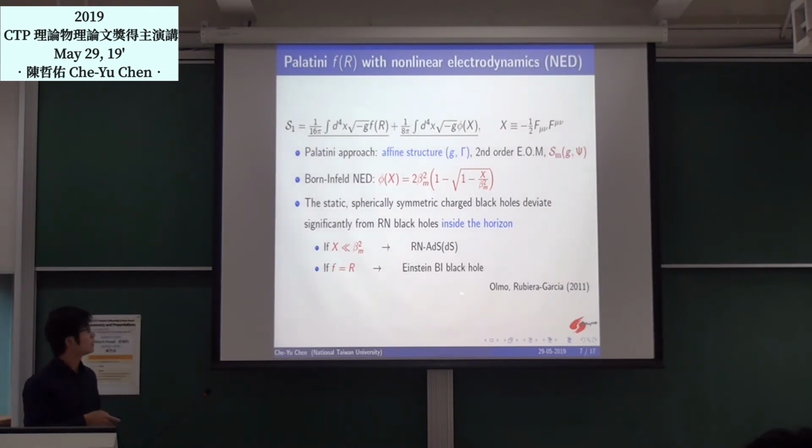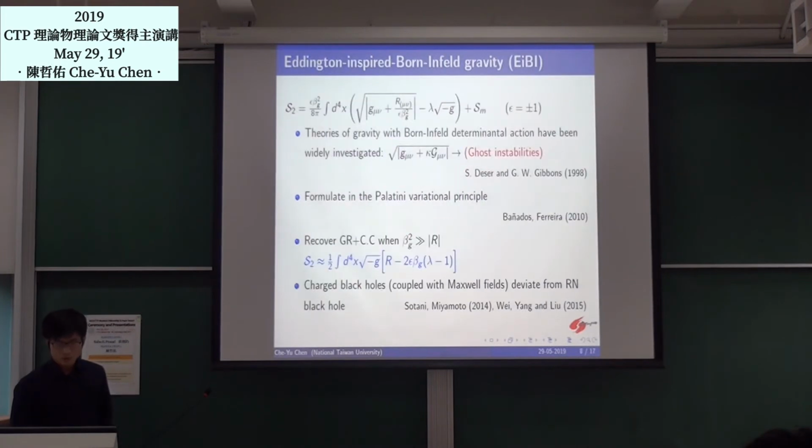And another interesting thing is that if we have this function f of R equal to R, which is just the original Einstein-Hilbert action, then we have the Einstein-Born-Infeld black hole, which has been widely discussed in the literature before. And another model that we are going to consider is the so-called Eddington-inspired Born-Infeld gravity. So as you can see here, the gravitational action is modified by this Born-Infeld or square root structure. You can see that there's a curvature here and there's a square root.